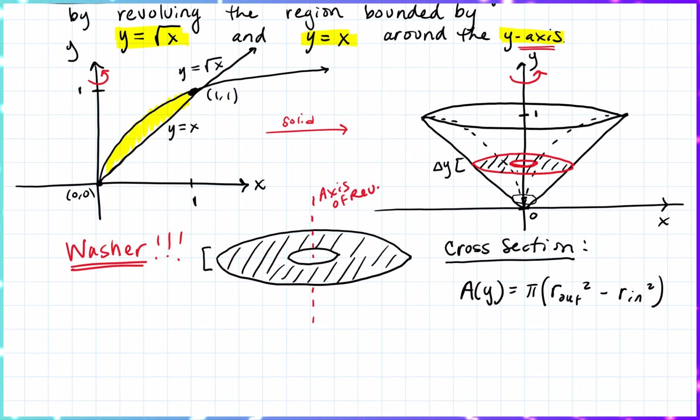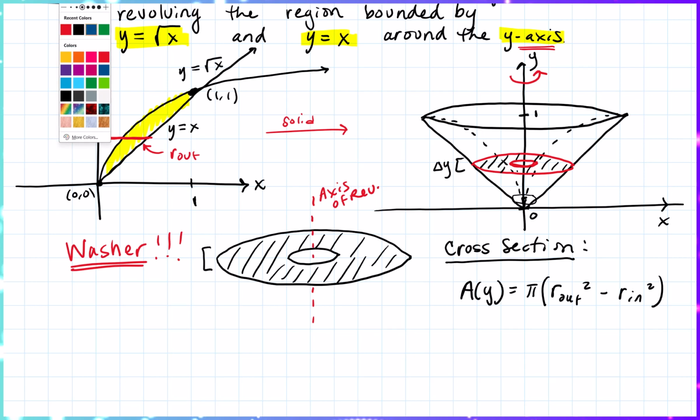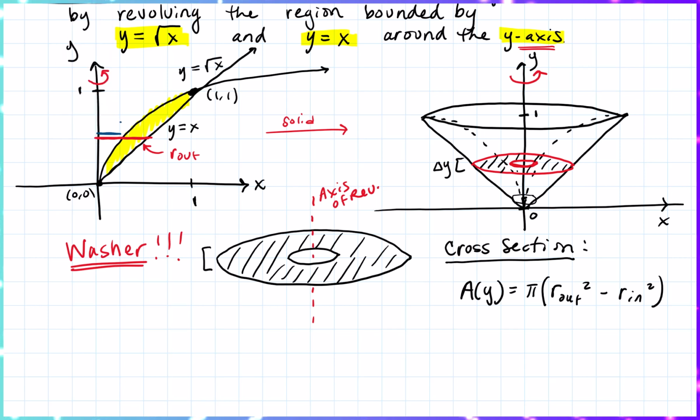So let's get in here and think about what would be the outer radius. For every slice, I'll go ahead and do it in red. I'll do my outer radius. My outer radius is going to be that length, and my inner radius, let's use blue. My inner radius of each slice is going to be this little length right here. That's the inner radius.